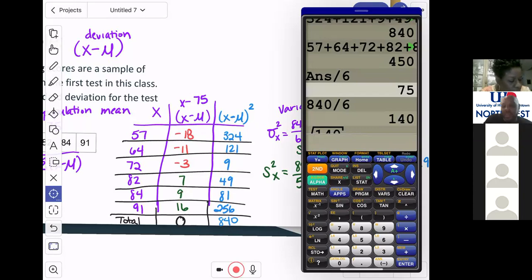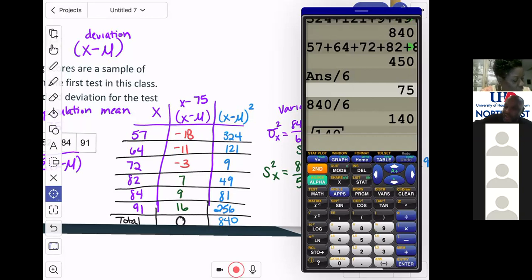Now, after you do that, the next step, we tried to find the average of these deviations before. We kept getting 0. So to fix that, we take all of these deviations and we square them. So this is just negative 18 squared, positive 324. Negative 11 squared, 121. Negative 3 squared, 9. So I'm taking all of these deviations I found, I square them, and I add that number up and I get 840.